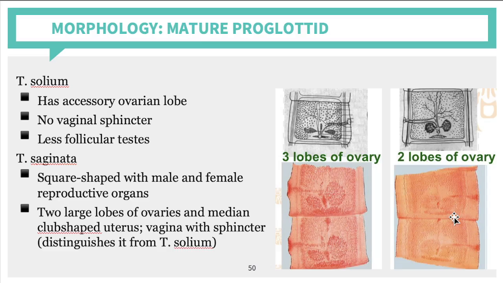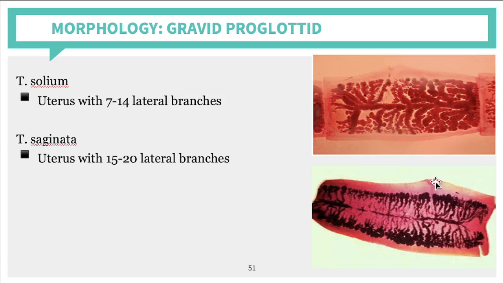Plus, another important parameter is fewer follicular testes here, but more follicular testes in your saginata. How about the gravid proglottid? It's by the number of their lateral branches. You can see there are 7 to 14 lateral branches in your Taenia solium, but more lateral branches in your Taenia saginata, usually 15 to 20. So if you can see this one, you don't need to count anymore. You just see that your saginata here has more lateral branches compared to this portion here, okay?